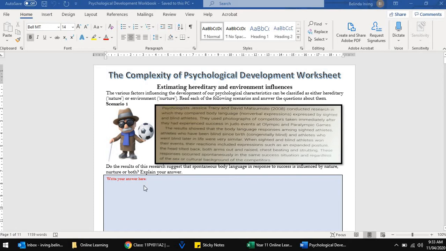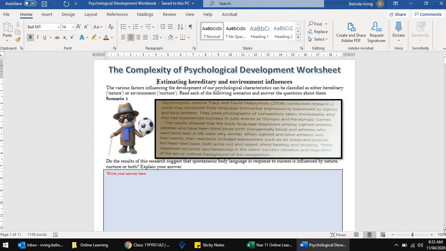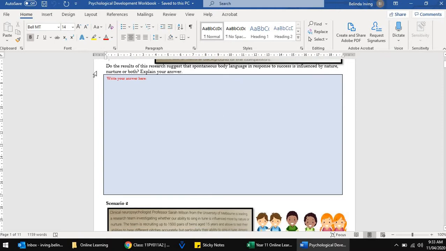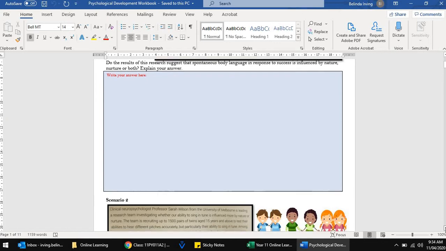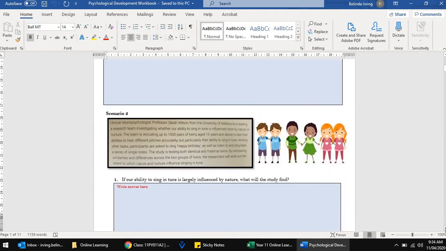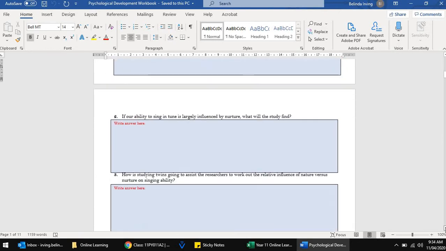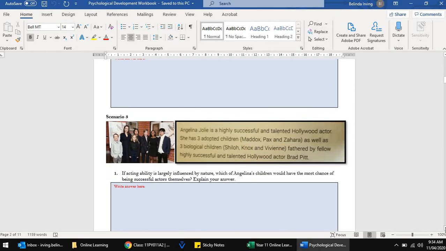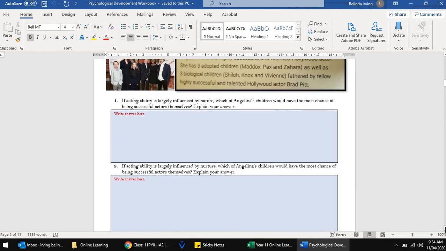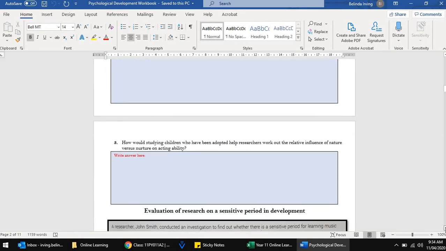And this one's about nature versus nurture. So not too hard on that one. You write your answer in there. If you find that you need more space, don't increase the size of the box, just decrease the size of the font. So there's three scenarios for this one. And you need to work out, is it nature or is it nurture? And the questions are in there. So there's the third scenario, nice and easy.